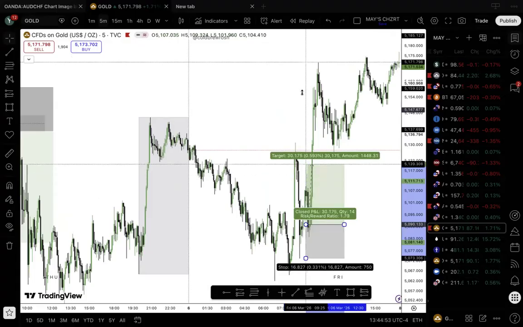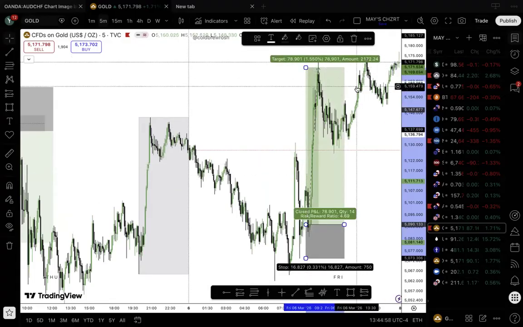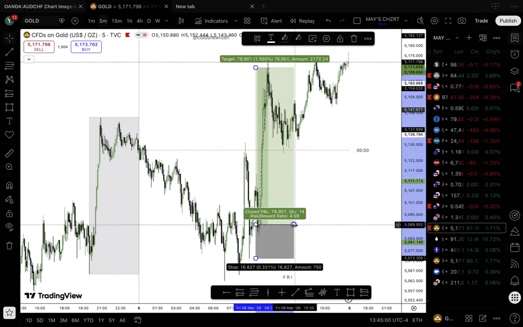I kind of closed with the day. I closed somewhere around here, and it was a very good trade. It was a very good trade, as you can see.